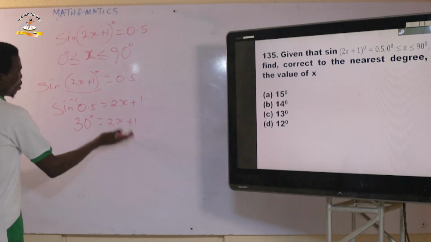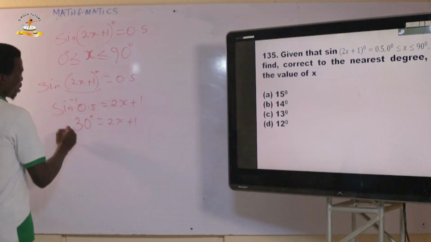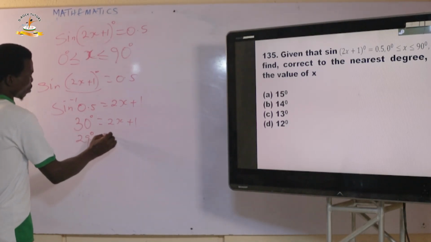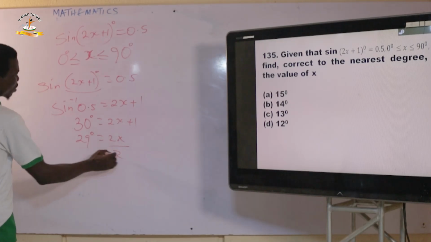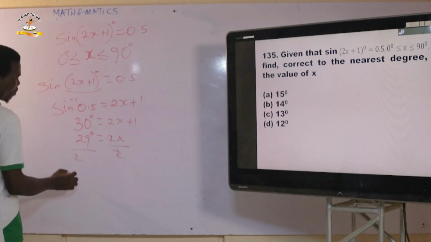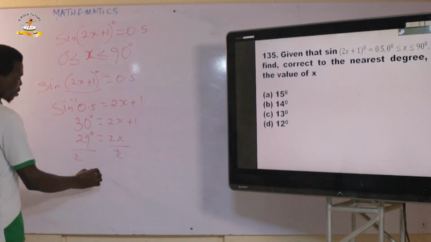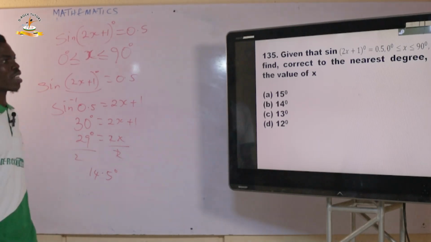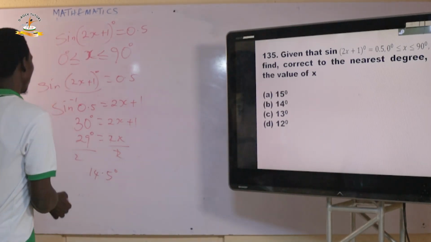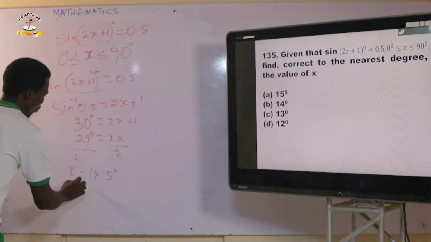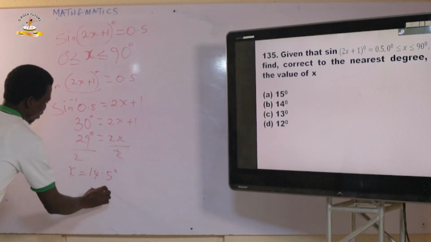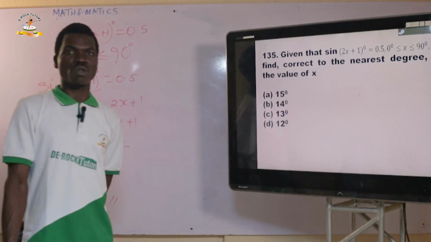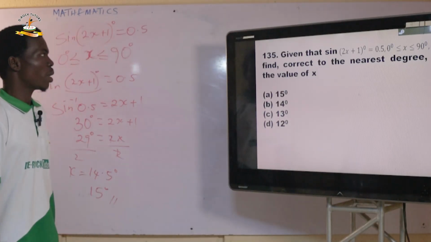30 degrees equals 2x plus 1. What do I do? I bring 1 here. That will be what? 29 degrees equals 2x. Dividing both sides by 2, what do I have? I have 14.5 degrees. And since the question says to the nearest degree, it means that my x is going to be assumed to be what? 15 degrees. So my correct option is option A, to the nearest degree. Next question.